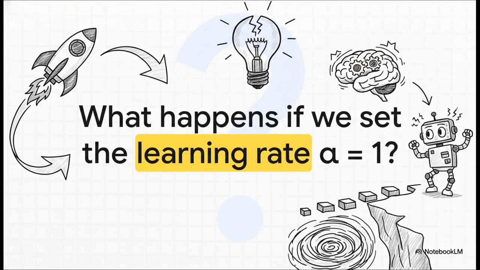You know, to really get a feel for that learning rate, let's do a little thought experiment. What if we just crank that alpha dial all the way up to its maximum, a value of 1? What would that do to our agent?